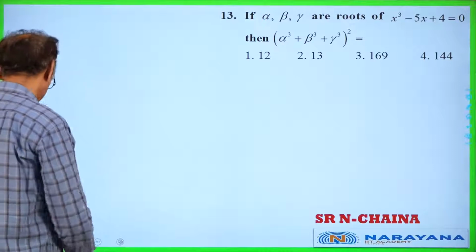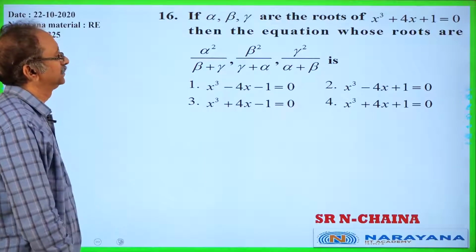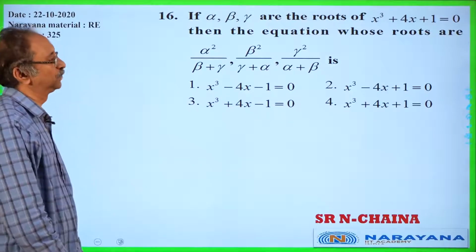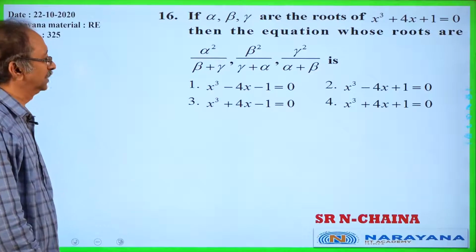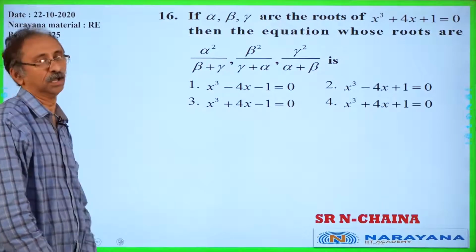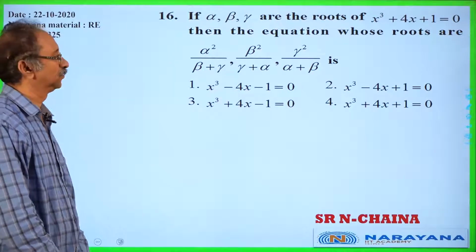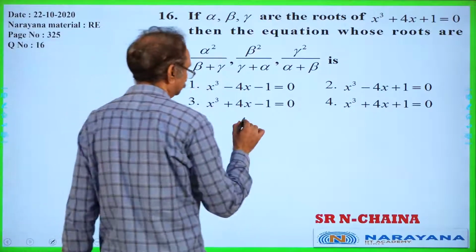So this is the previous one only. If alpha, beta, gamma are the roots of x cube plus 4x plus 1 is equal to 0, then the equation whose roots are? Now for these types of problems, what we have to do? Now take this as y.